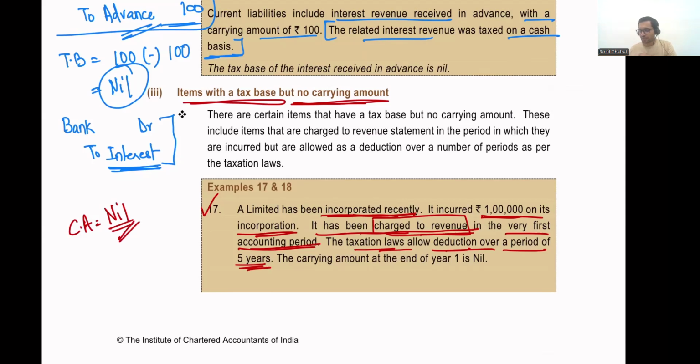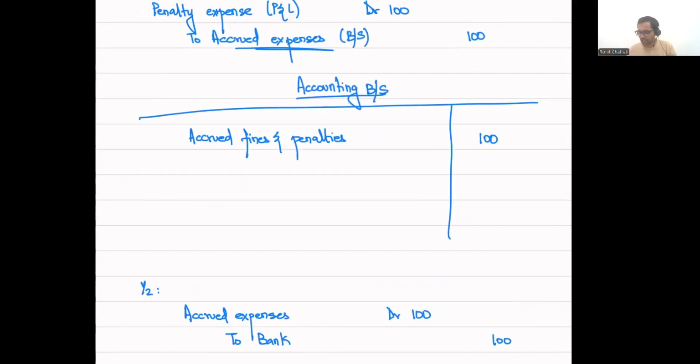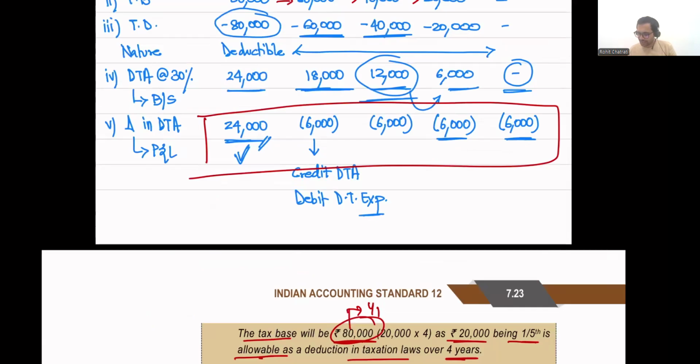All right. Now, if I am applying the rules of an asset, what does the tax base mean? The tax base means the amount that is going to be deductible in future, the amount that will be allowed as a deduction in future for tax purposes. Over here, out of 1 lakh, 20,000 is already allowed as a deduction in the first year itself. Therefore, the amount that will be allowed as a deduction in the future years is going to be 80,000. Therefore, the carrying amount is zero, but the tax base is going to be 80,000. All right. The tax base of this asset is going to be 80,000 rupees.